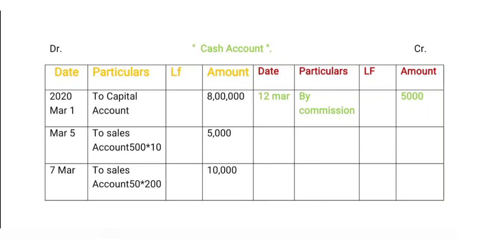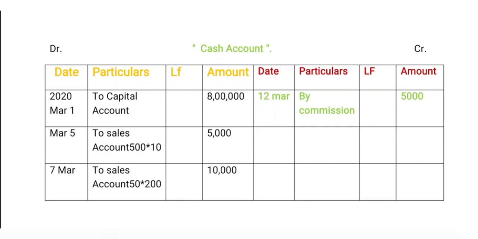Then there is no related transaction. That's the reason we are balancing. On the debit side, the amount is always more than the credit side. Why? Because it is the cash book. The cash book always has a debit balance. It is 8,05,000 plus 10,000, 8,15,000.